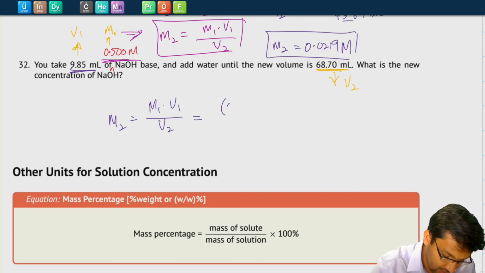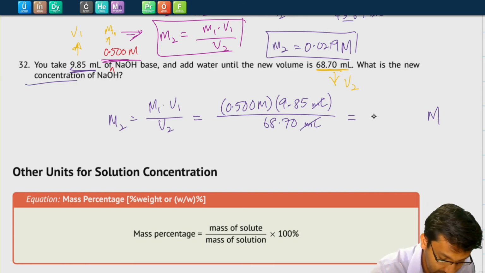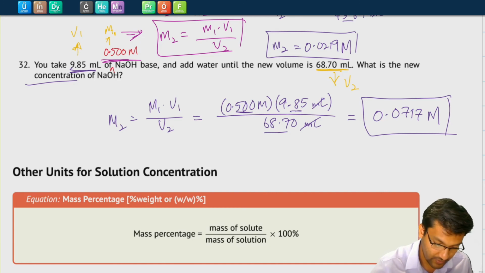Our M1 is 0.500 molars. Our V1 is 9.85 milliliters. And our V2 is 68.70 milliliters. The milliliters cancel out. Our answer is in molars, which is what we want because it's the concentration. Plug this into our calculator and we get 0.0717 molars to 3 sig figs. Again, 3 sig figs here, 3 there, 4 there.